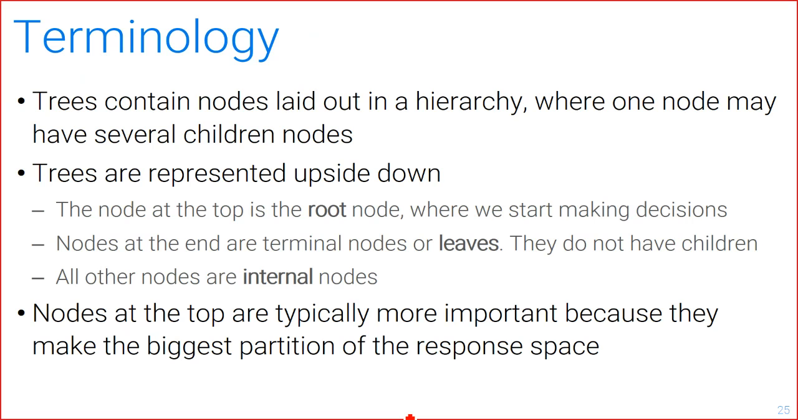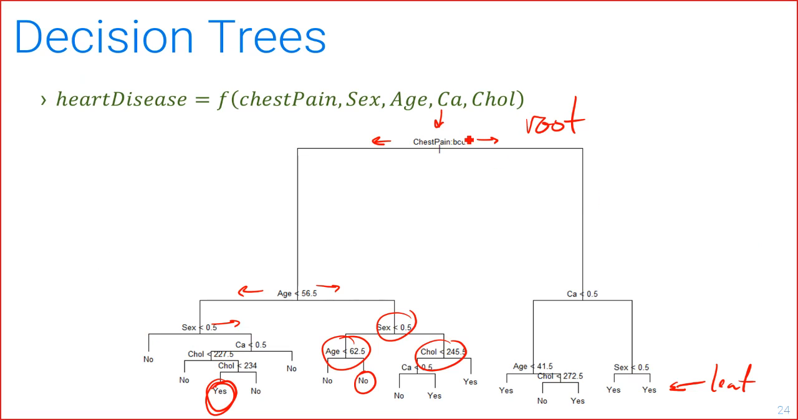And for prediction, normally the conditions or features used towards the top of the tree are the most useful features to separate the classes in the response, in this case whether someone has the disease or not, because those are the ones that separate the feature space in an optimal way to try and predict yeses from nos. And so what we see here is that chest pain seems to be a very important feature, and then age and calcium level.